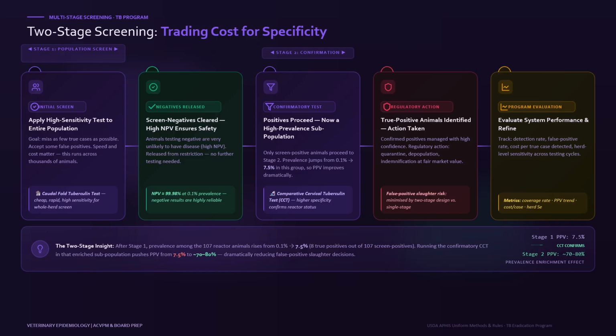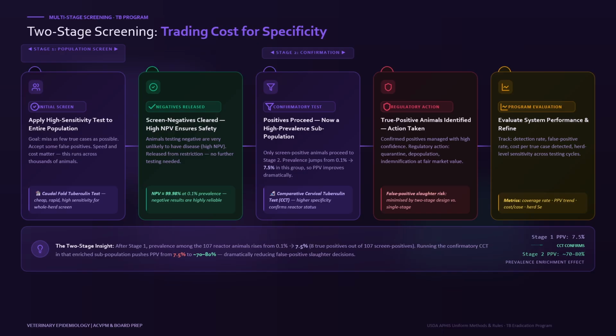And here's the beautiful part. Prevalence enrichment. Those 107 reactor animals are no longer a low prevalence group. 8 of them truly have TB, so within this screened positive pool, prevalence has jumped from 0.1% all the way up to 7.5%. We've concentrated the disease into a much smaller, much richer group. Now, stage 2 makes sense.